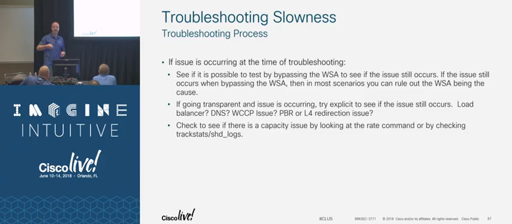If it's transparent, try explicit. Vice versa. Is there a load balancer in the way? Maybe the load balancer is overburdened. Could be a WCCP problem or a layer 4 redirection problem. All these are different places to move your mind to as you're going through. And again, the capacity issue is always potentially a problem, right? So you want to check to see if there's a capacity issue by using that rate command and going through there.